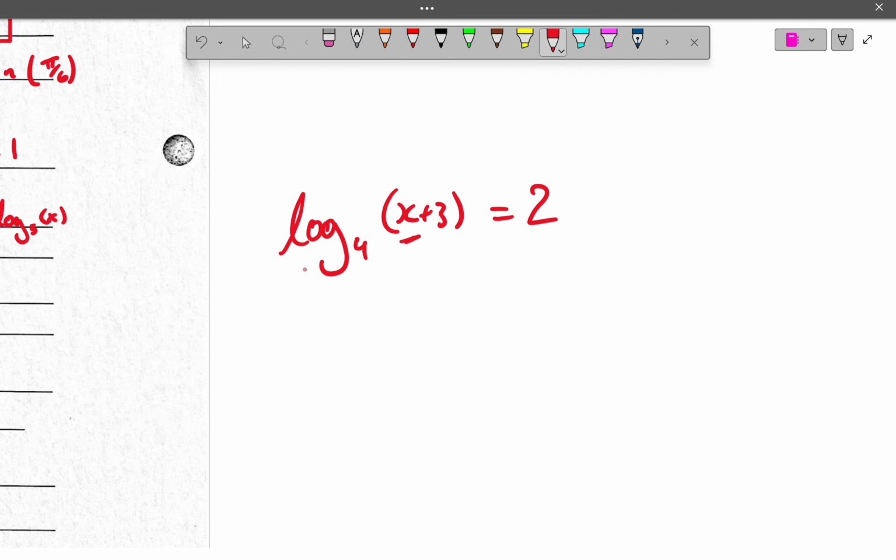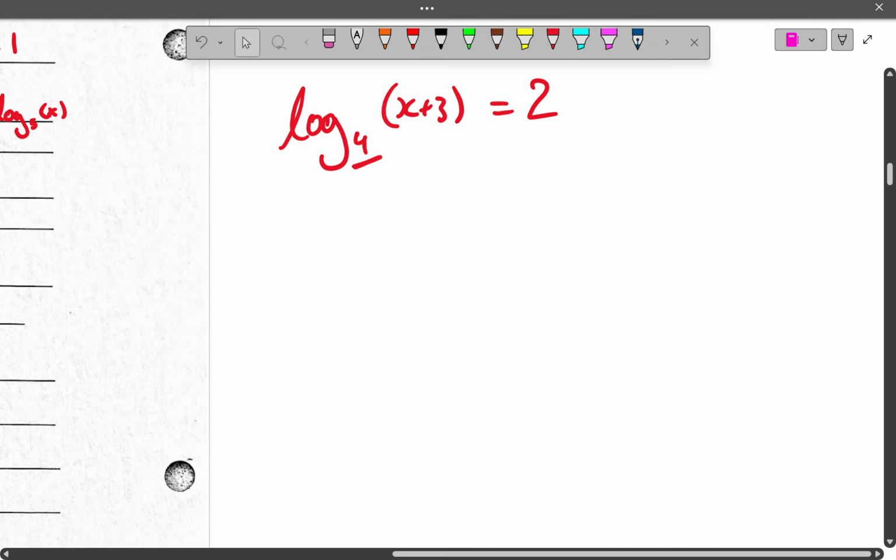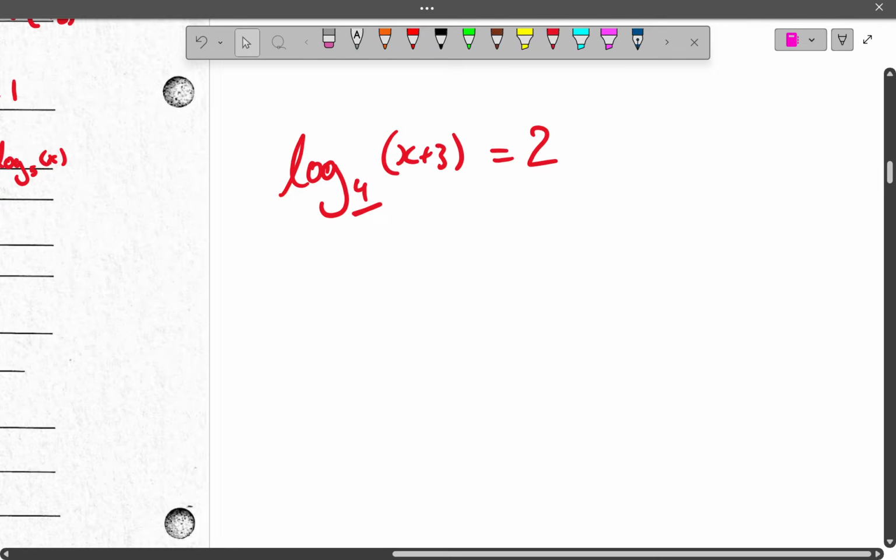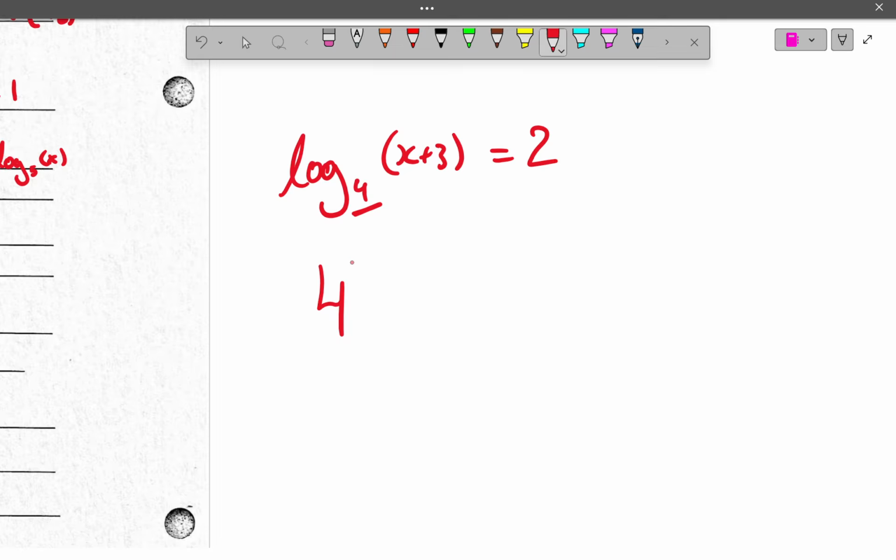To get rid of this logarithm, we're going to do the opposite of a logarithm, which is called the exponent. And the exponent that I'm going to choose is the exponent of 4, because we have 4 here. So it's going to be useful to solve this equation. I'll first take 4, and I'm going to raise everything to the power of log base 4 of x plus 3. And I have to do that to the other side, so it's 4 to the power of 2.